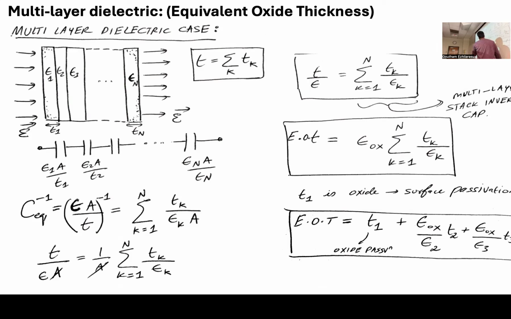Basically, you're just saying that this is a series capacitance, so you take the reciprocal and add them, and then equate them to the capacitance, assuming it's all oxide. And then from this, you can calculate the equivalent oxide thickness, right? And this is something you would have done for the project.